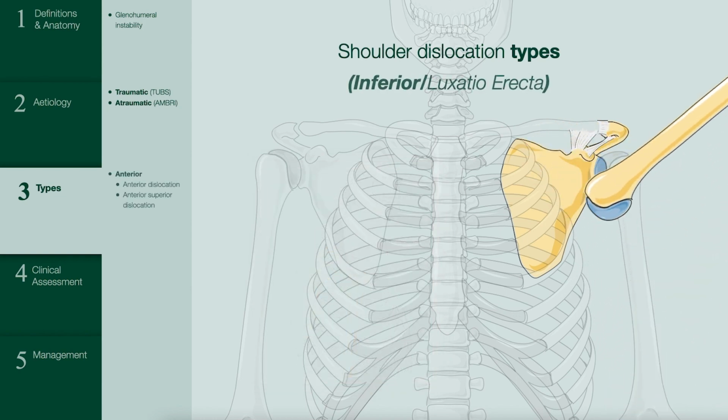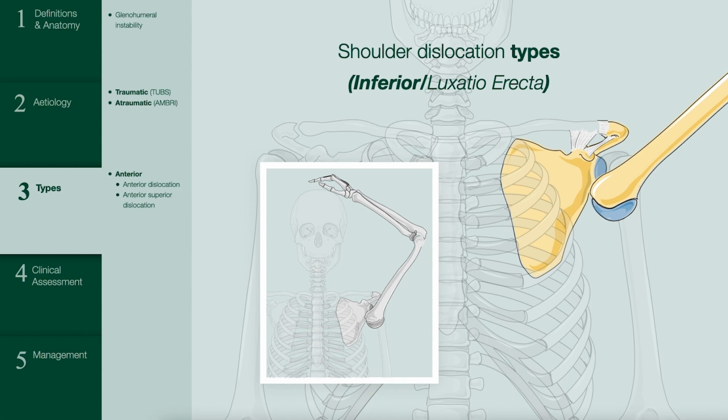Inferior dislocations are rare. They're also known as luxatio erecta. This is a rare dislocation that occurs as a result of hyperabduction. The patient presents with their arm abducted over their head. Should you observe a patient with the following posture, consider this as the diagnosis.